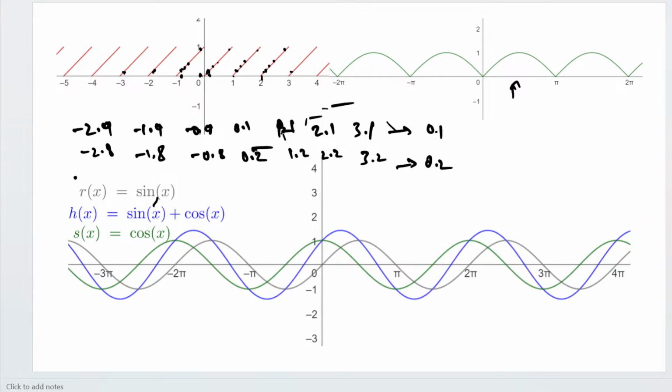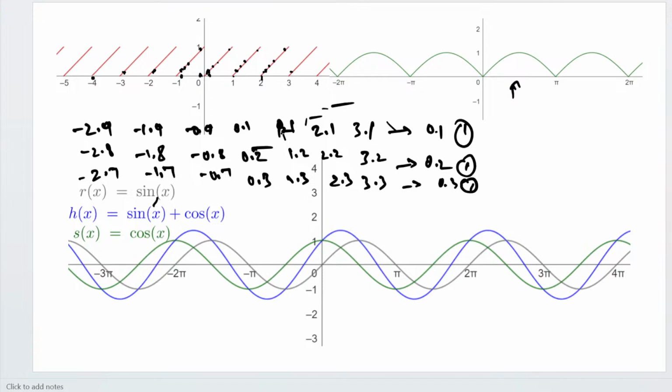Similarly, minus 2.7, minus 1.7, minus 0.7, 0.3, 1.3, 2.3, 3.3. These are all giving 0.3. These are all again at an equal distance of 1. The distance is always 1 in all of these cases. So what does that mean? The graph is actually repeating itself after every 1 unit. Agreed or no? Thoroughly convinced now? x minus the greatest integer function of x repeats itself like this.